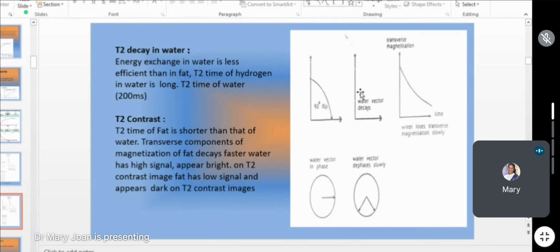So for T2 contrast, the T2 time of fat is shorter than that of water. The transverse components of magnetization of fat decay faster. Water has high signal and appears bright on T2 contrast image. Fat has low signal and appears dark on T2 contrast image. So this is how the signal will be with respect to magnetization as well as the phases.